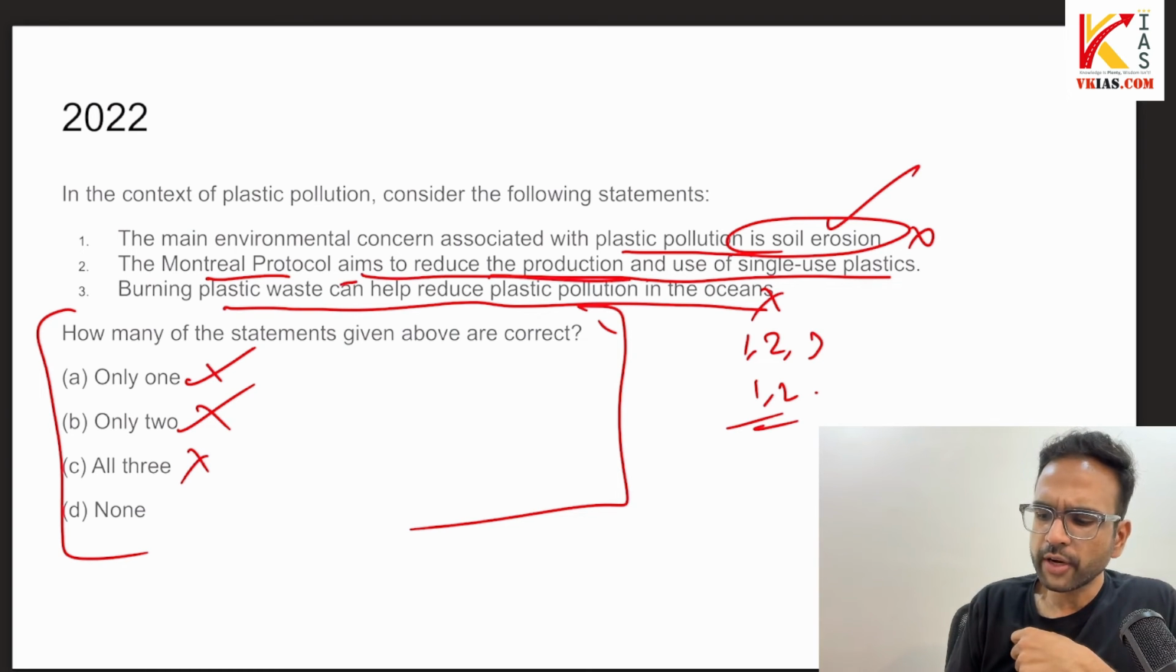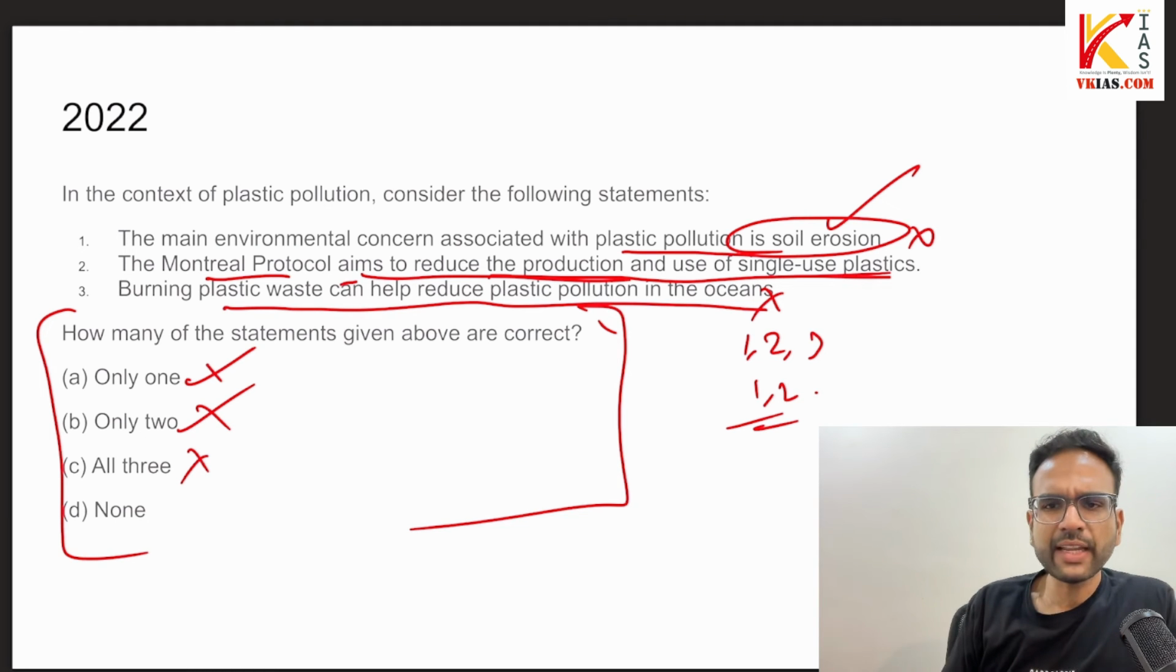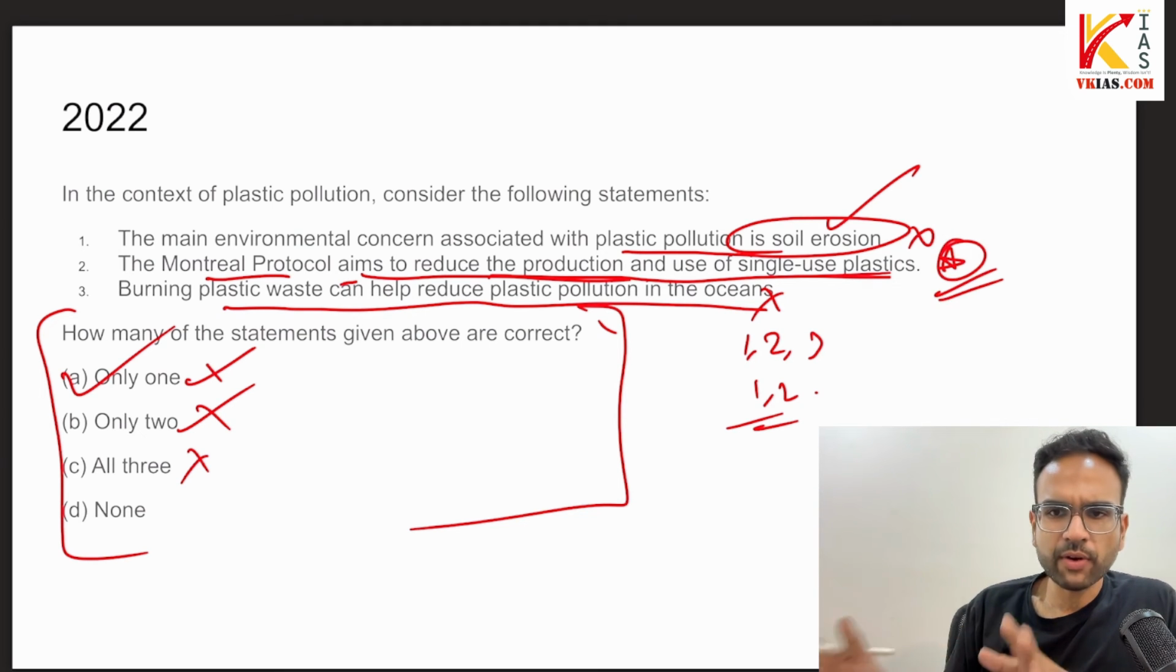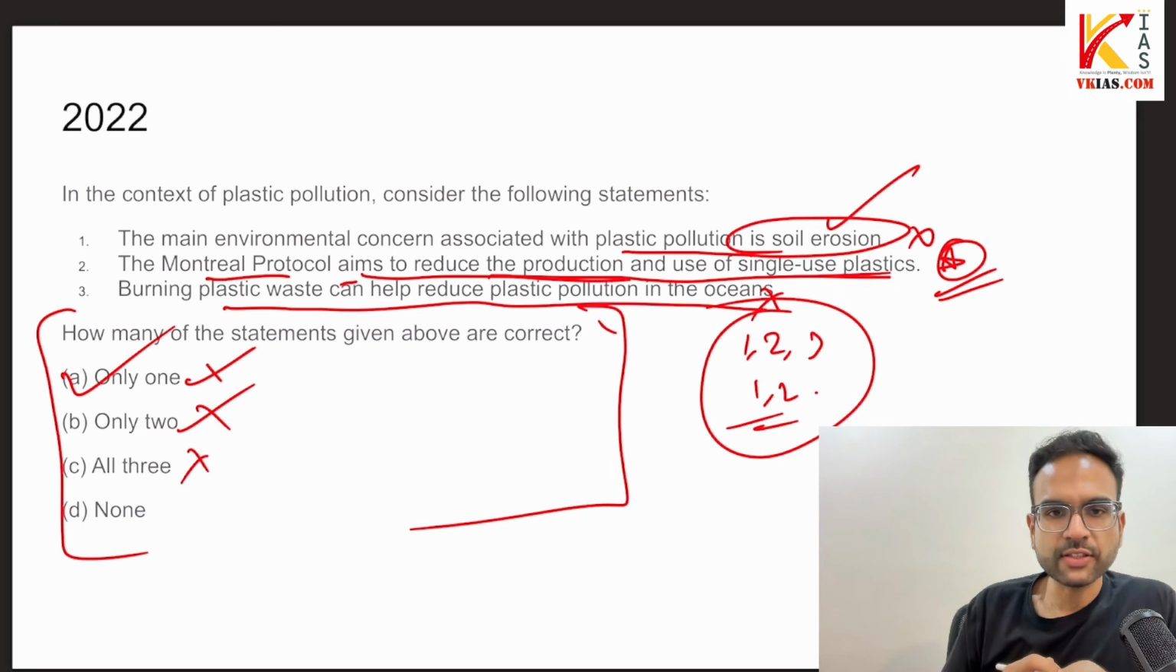The Montreal Protocol aims to reduce the production of single-use plastics. It can be possible, right? So only one is the answer. This is a fact that you need to know, which is covered in your basic textbooks. But just by using common sense, you can address questions like this.